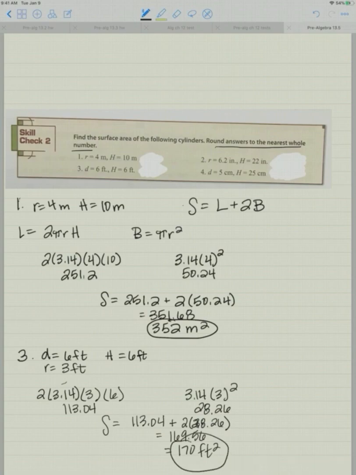Challenge yourself to work through number 2 and number 4 for practice. When you do that, you should get 1,098 inches squared for number 2, and for number 4, 432 centimeters squared. Thank you for hanging in with me on this lesson. I know it was a long one.